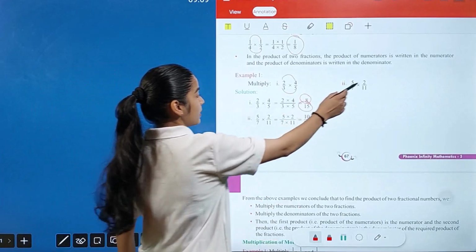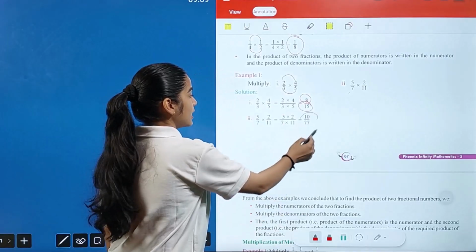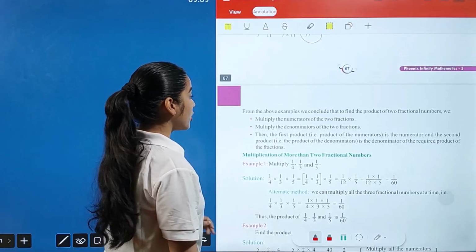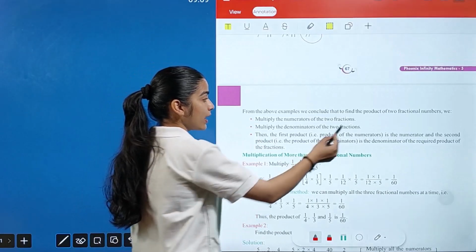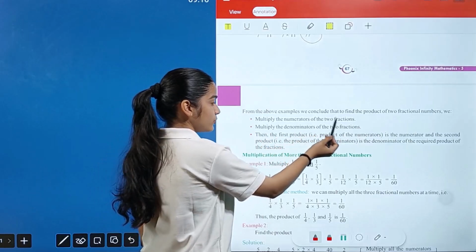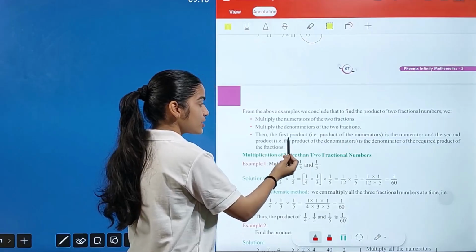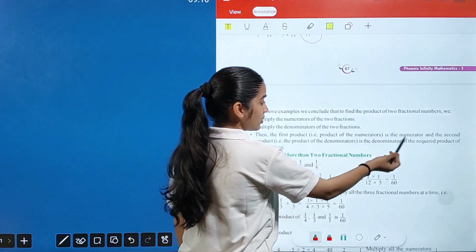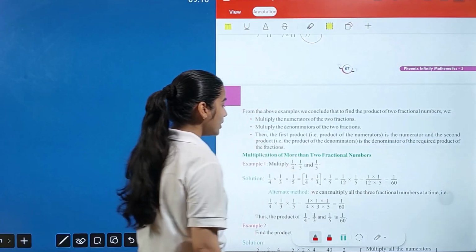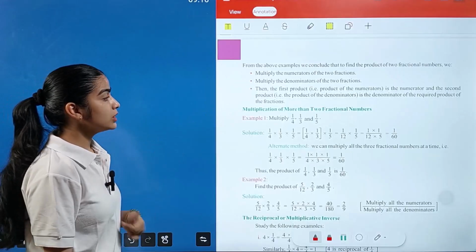Now 5 multiplied by 2 is 10 and 7 multiplied by 11 is 77. So 10 by 77 is your answer. Now, from the above examples, we conclude that to find the product of two fractional numbers, we multiply the numerators of the two fractions and multiply the denominators of the two fractions. Then the first product is the numerator and the second product is the denominator of the required product of the fractions. Okay, students? Now, multiplying more than two fractional numbers.